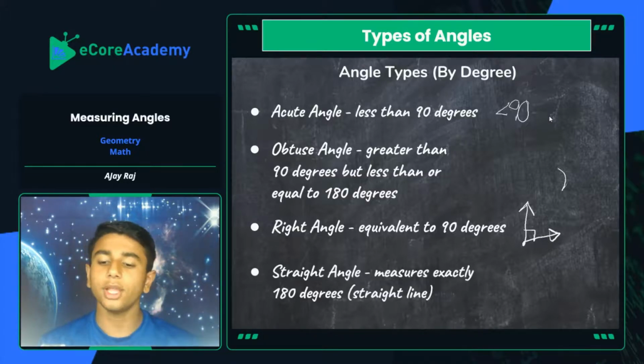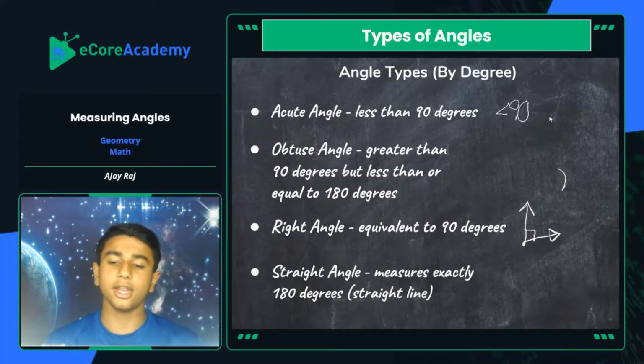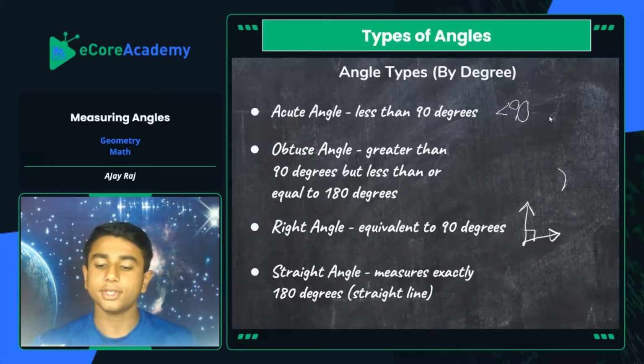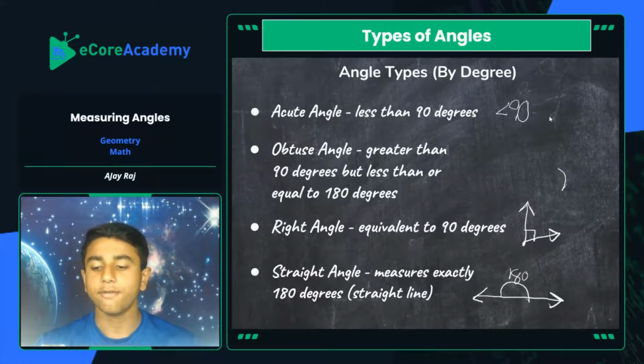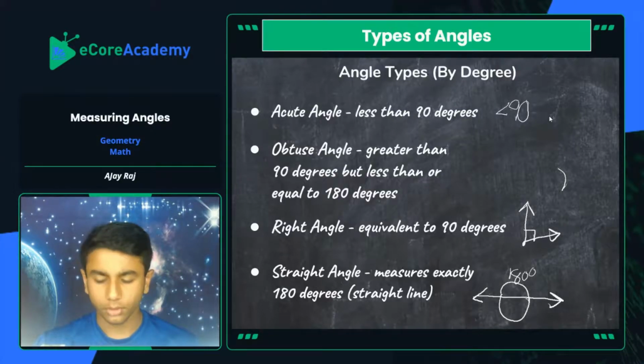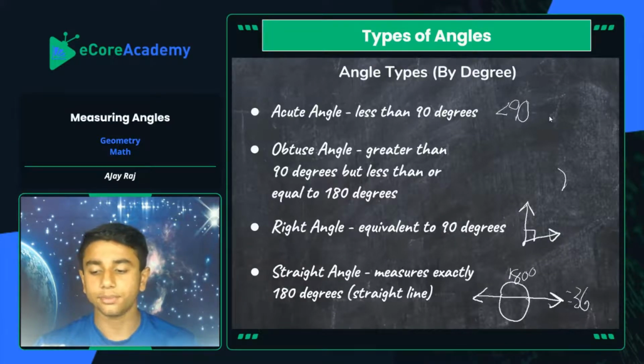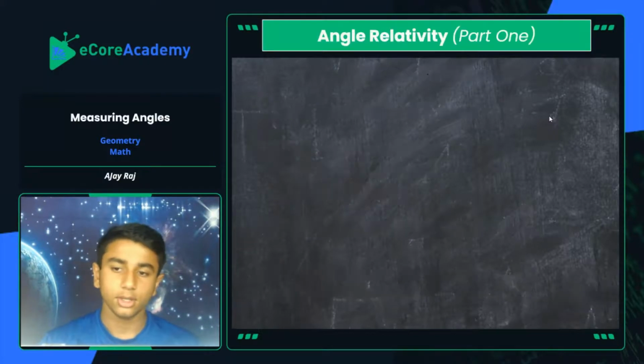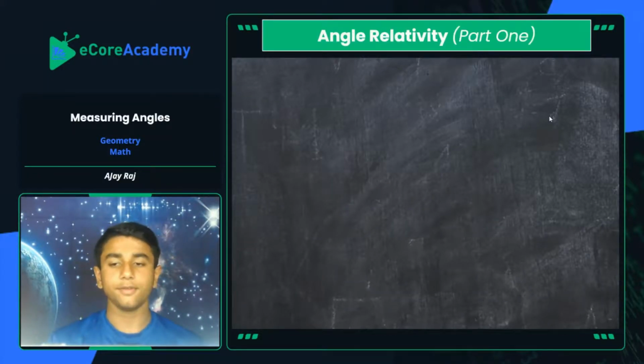And finally, we have our straight angle, which measures exactly 180 degrees. And the cool thing about this is a straight angle is just a straight line. So if you're given any line and no two rays, the measure of this whole entire angle that the line produces would be equivalent to 180 degrees. And a full swing around the entire, both sides of the line would be equivalent to 360 degrees, which is also the same degree as a circle. So 360 degrees. And now we're moving on to our angle relativity, which is our last section.